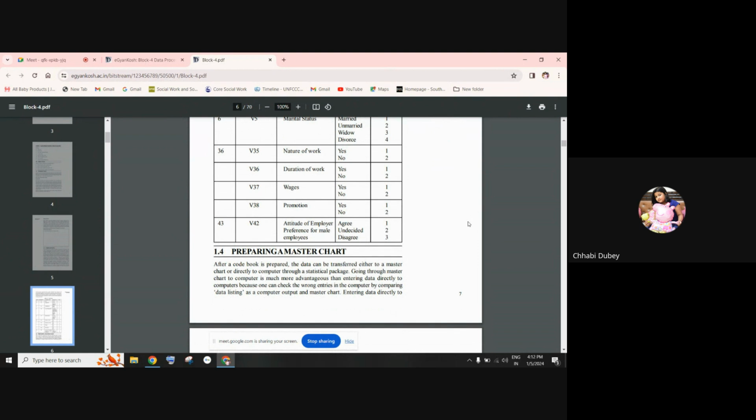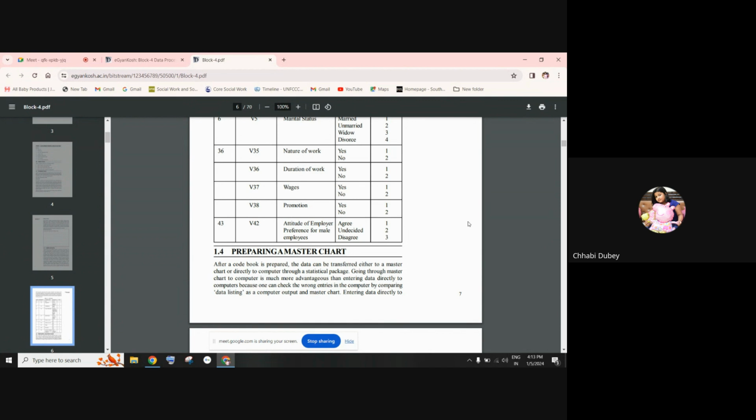Now, after the coding is done, we will be dealing with the master chart preparation. So once the code book is prepared, the data can be transferred either to a master chart or directly to a computer through a statistical package. There are a number of packages available to us, like SPSS, and some other software also, and they make the preparation of the master chart and the later part very easy. So once the coding is done, the data can be transferred to the statistical package or to the master chart.